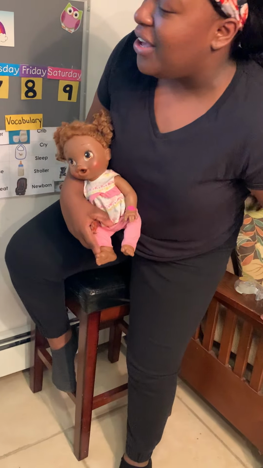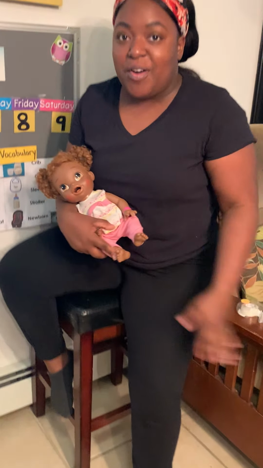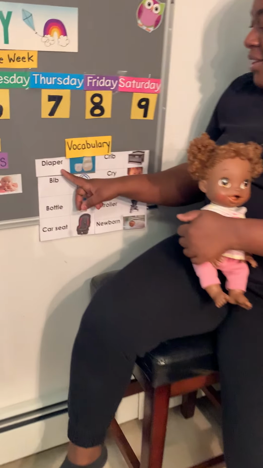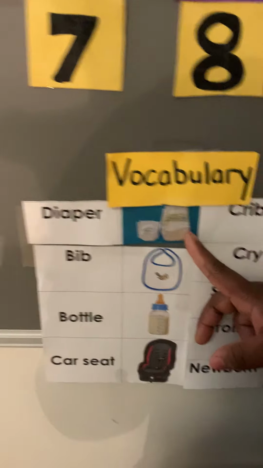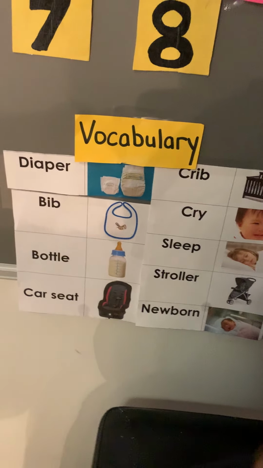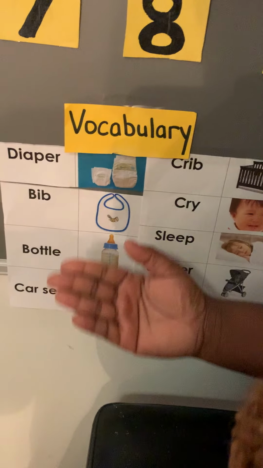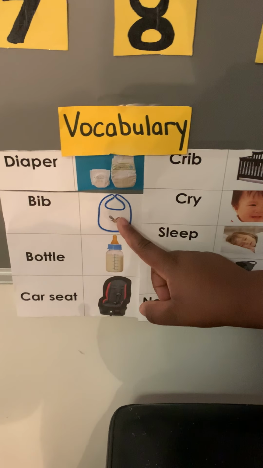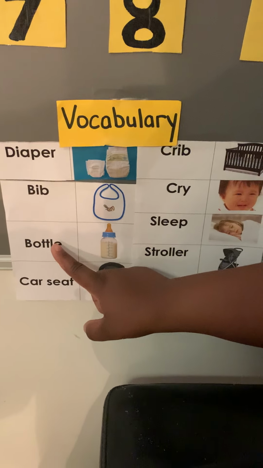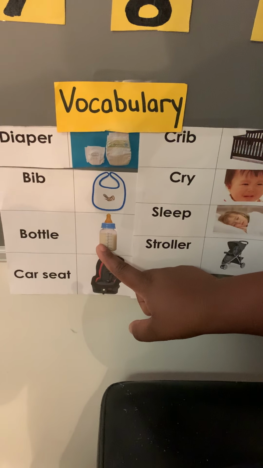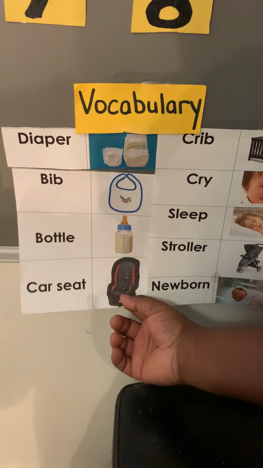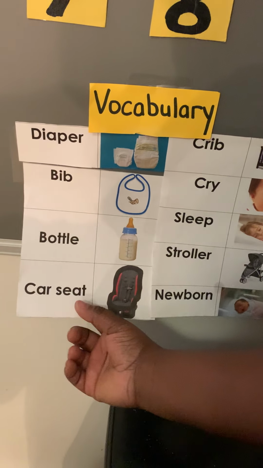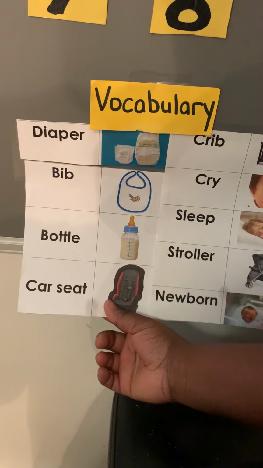And we have some vocabulary words that we'll need to know for when we talk about our unit on babies, right? We have diaper. Babies wear diapers, right? They can't go to the bathroom like big kids like you. So they wear diapers. They wear a bib. They drink from a bottle. They sit in a car seat. But a car seat isn't only for babies, right? Some big kids sit in car seats too, because it keeps you safe when you're driving in a car.